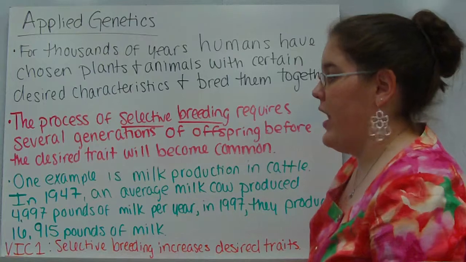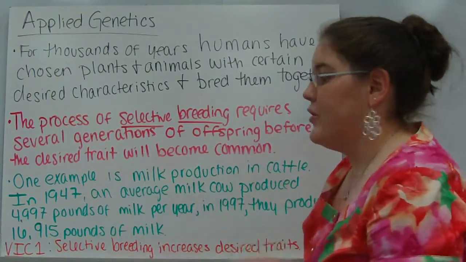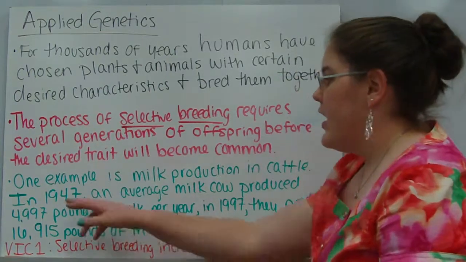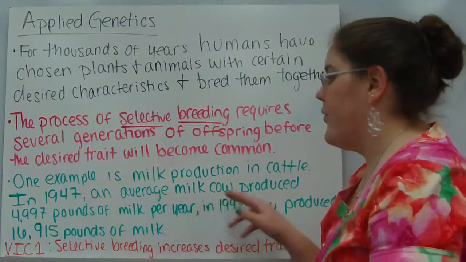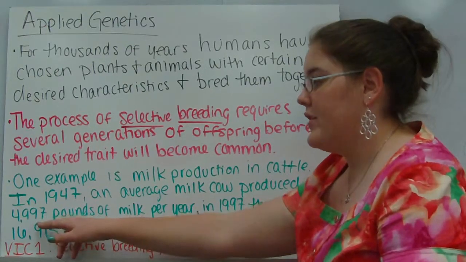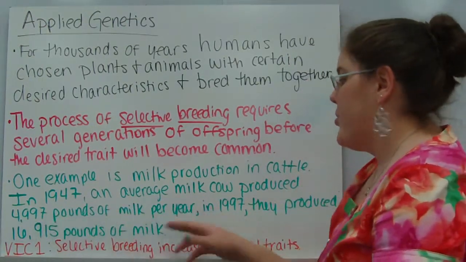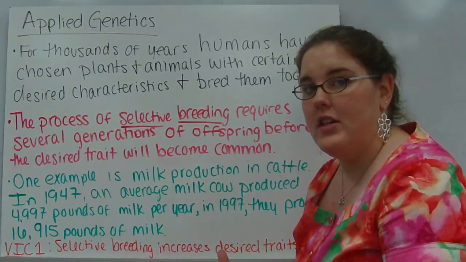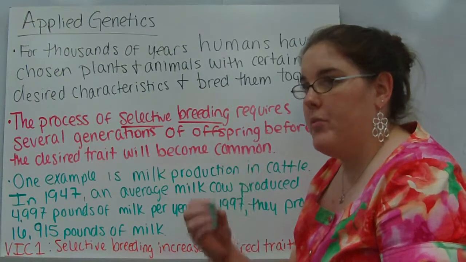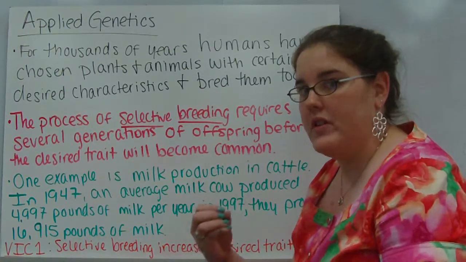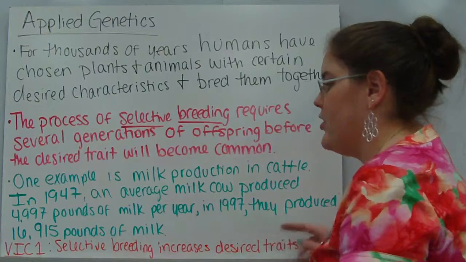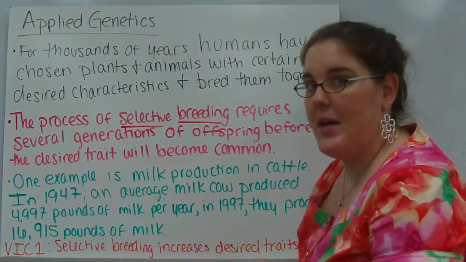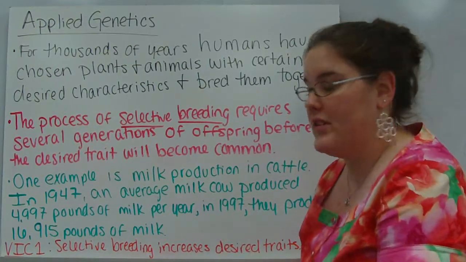One example that we have is milk production in cattle. This is over the course of 50 years, so again, several generations later. In 1947, an average milk cow would have produced about 5,000 pounds, or 4,997 pounds, of milk per year. But 50 years later, in 1997, after the farmers had continuously bred milk-producing cows together, they produced 16,915 pounds of milk. So that's over 3 times the amount that the original cow back in 1947 produced.